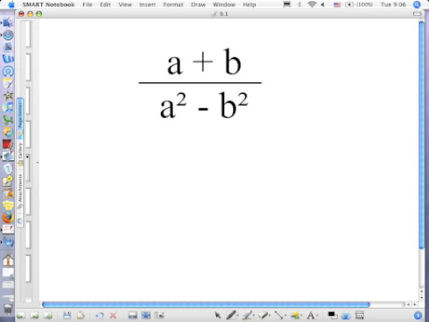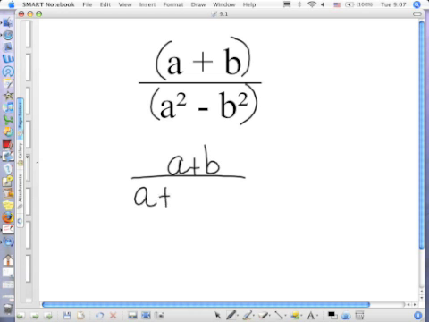Okay, here's another example. A plus b divided by a squared minus b squared. Understand, even though parentheses aren't present, these are groups. And unless the whole group can cancel, nothing cancels. Step 1, what can be factored? A squared minus b squared can be factored. So my numerator stays the same, but my denominator becomes a plus b times a minus b.